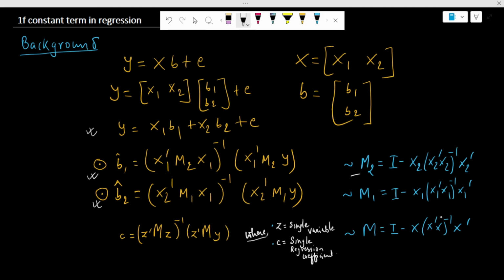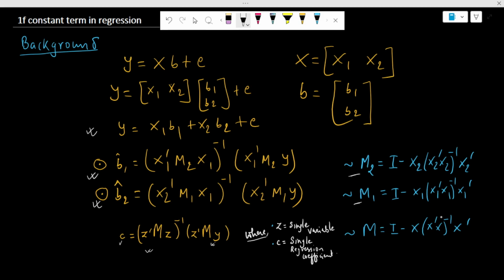In order to partial out the effect of one variable or variables from other variables, we take help of the error maker matrix, because the OLS residual partials out the effect of x and provides that portion of y which has no influence of x. Similarly, for an individual or a single variable, we calculate the coefficient using the same principle. First of all, we partial out the effect of the other independent variables from that individual variable, as well as from the dependent variable, and then we run the OLS regression.